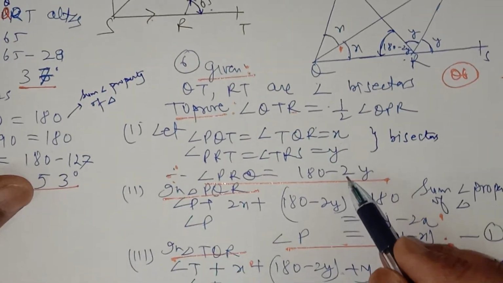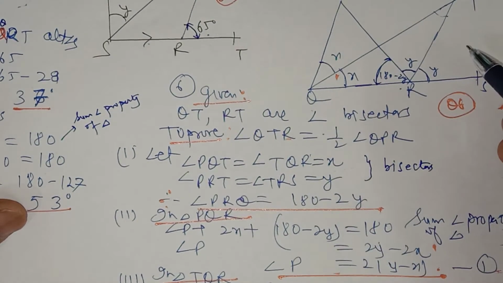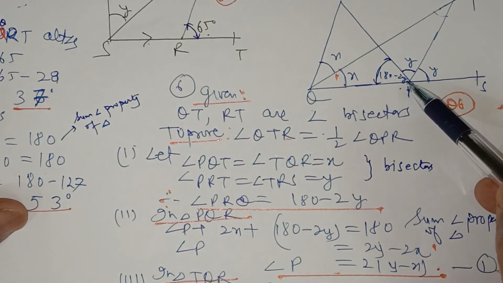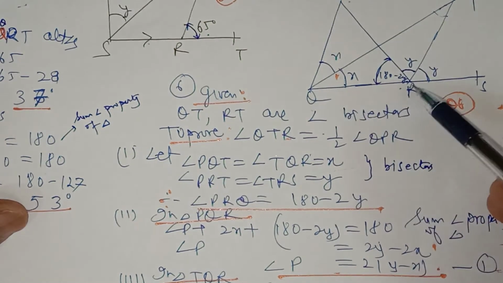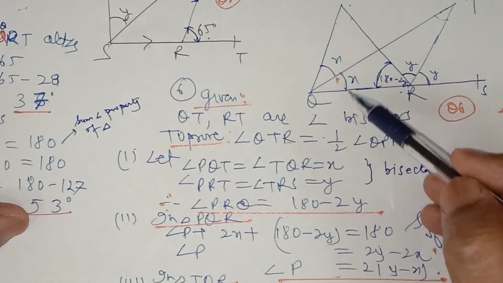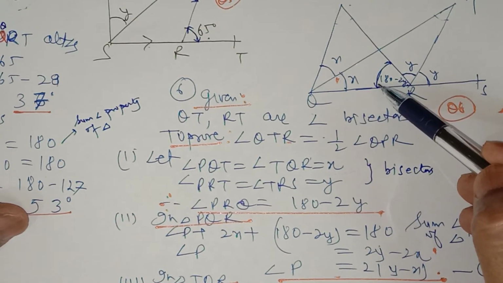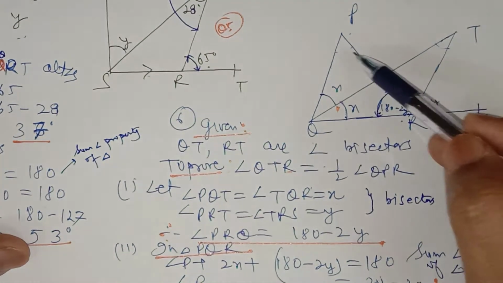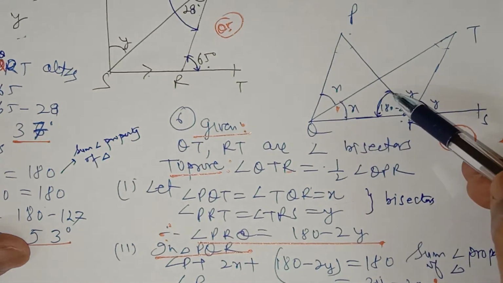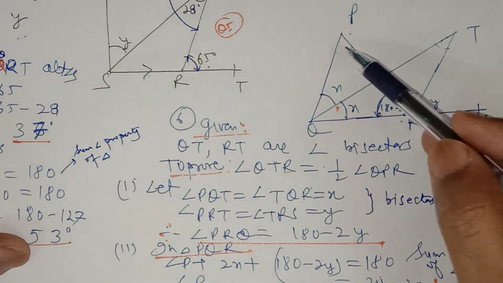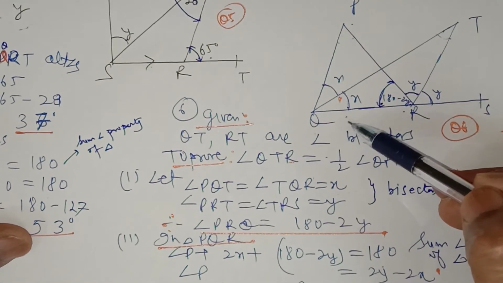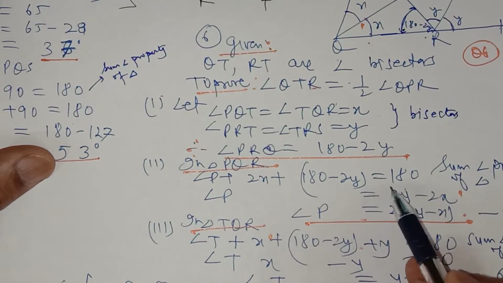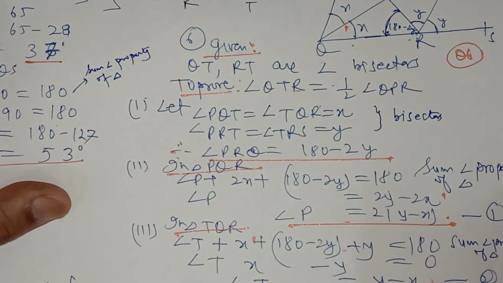See this very carefully. Now in triangle PQR, angle P plus angle Q plus angle R will be equal to 180 degrees. Some angle property of a triangle. In triangle PQR, see it very carefully. Angle P plus angle Q plus angle R is equal to 180 degrees. So angle P you have to find, angle Q is 2x and angle PRQ is equal to 180 minus 2y. So see it very carefully.